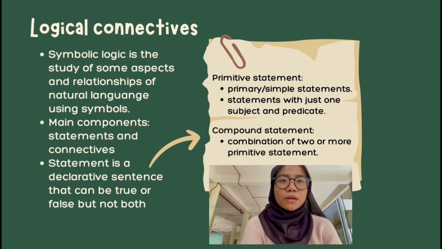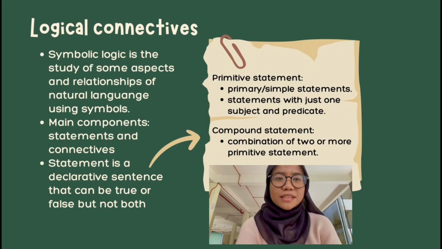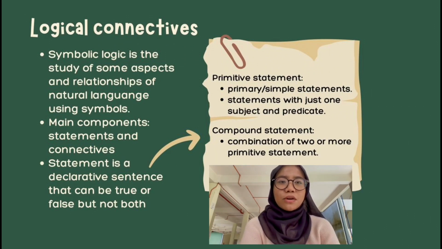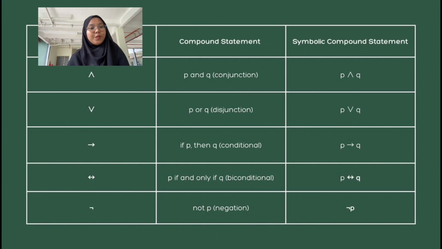There are two types of statement, which are primitive statement and compound statement. A primitive statement is a simple statement that consists of only one subject and one predicate, while a compound statement is a combination of two or more primitive statements. There are 5 logical connectives in this topic, which are and, or, if then, if and only if, and not.